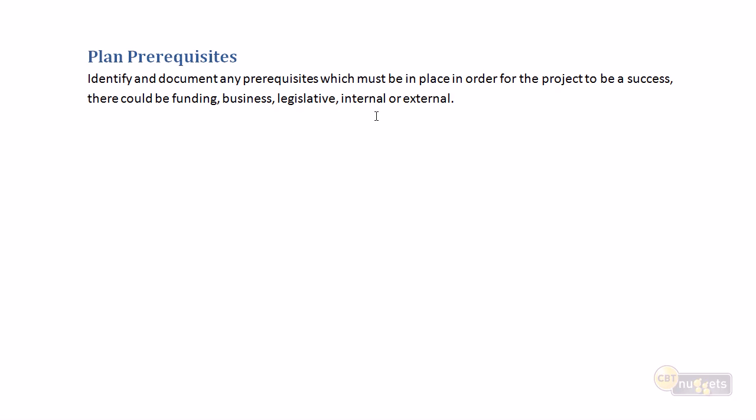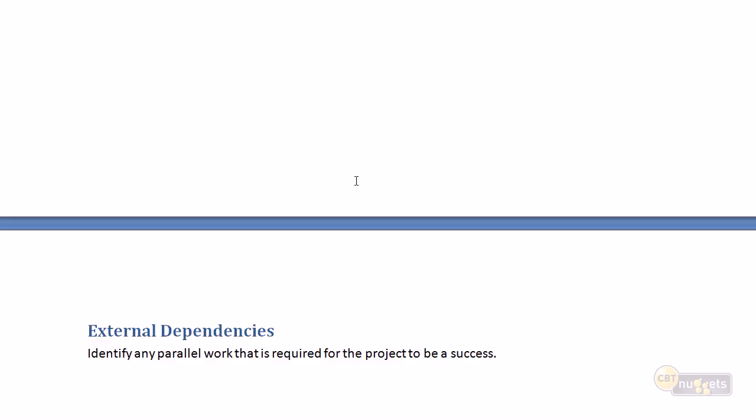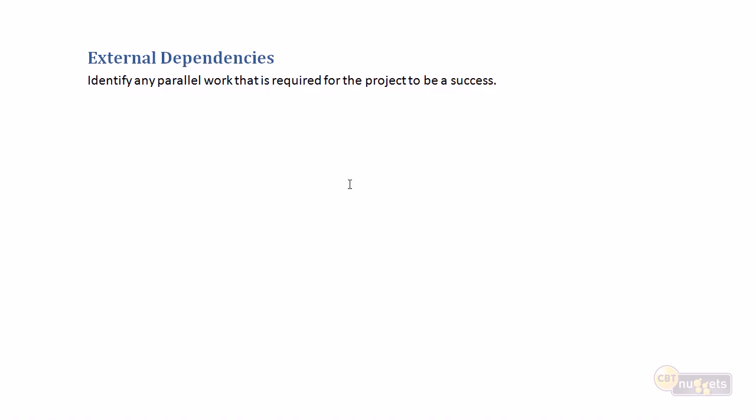And our project constraints can be internal or external. They can be things within the organization that are going to need to be in place before our project continues, or they can be things like legislative that are external and have to happen before our project can start. Very similar to that is any external dependencies. Those were prerequisites. These are parallel activities that must be required for the project to be a success.